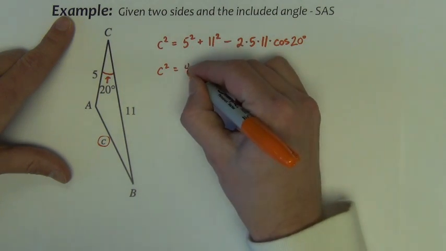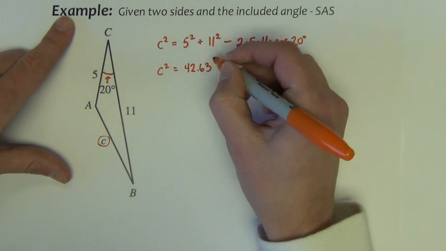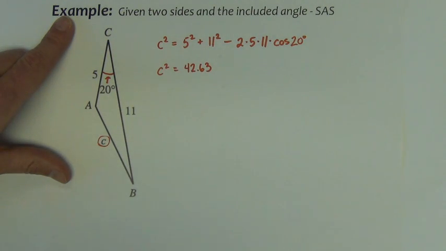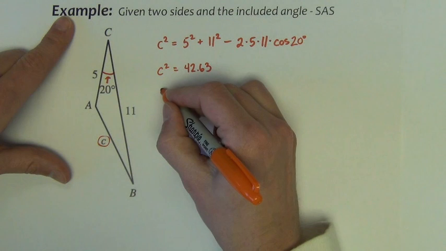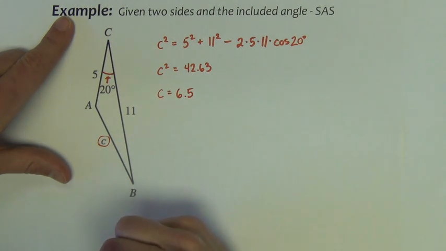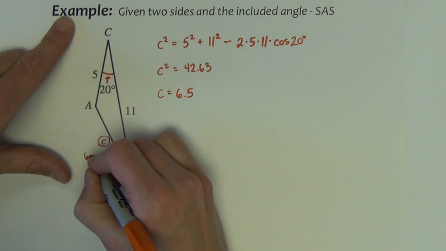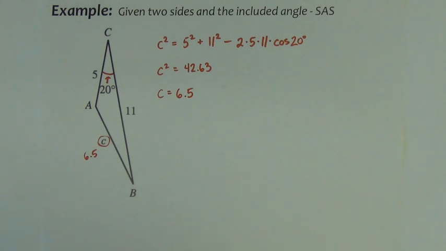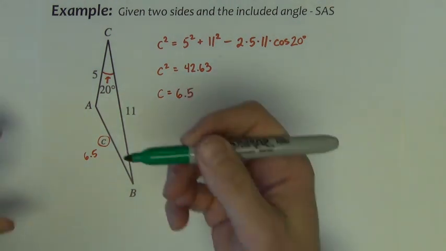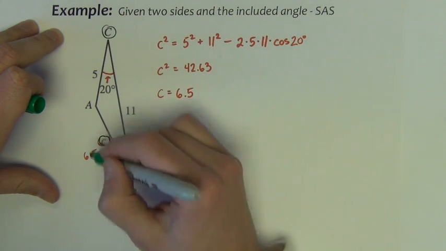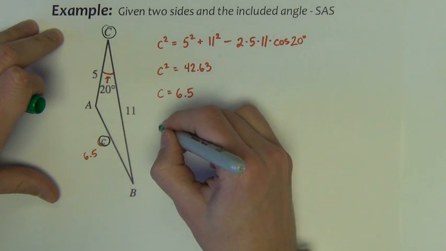That comes out to be 42.63, but that's the square of side C, so we need to take the square root of that answer, and we get side C to be, I'm going to use 1 decimal point, 6.5. Okay. Well, at this point we now need to find one of the angles, but notice now I have this C pairing, so we can now use law of sines.